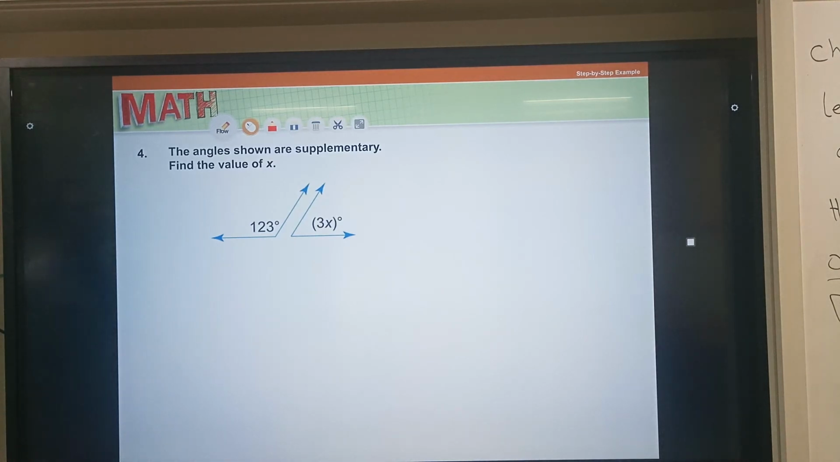I will give you this problem, and try to think about this one for 1 minute.